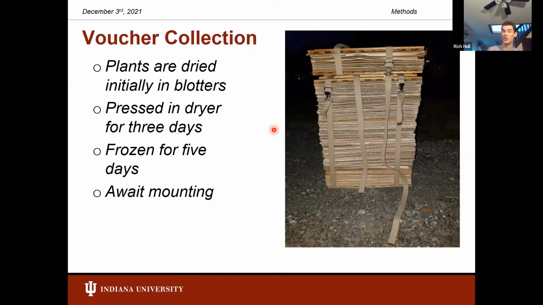Plants are initially dried in blotters within these plant presses shown here on the right. Plants are very moist, and you have to remove that moisture in order to preserve them for a long time, or else they'll mold, basically. Once I get back to the herbarium, I take the blotters out. I press the plants in a dryer for about 3 days. From there, they're frozen, actually in a very nice freezer, for 5 days. This is done to kill any insects, insect larvae, or mold that may be on the plants. And from there, they await mounting.